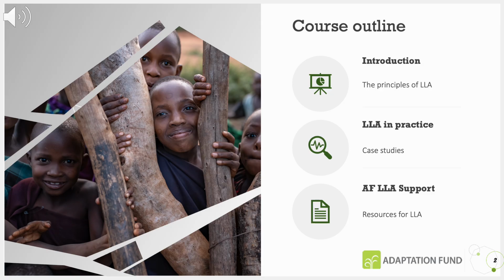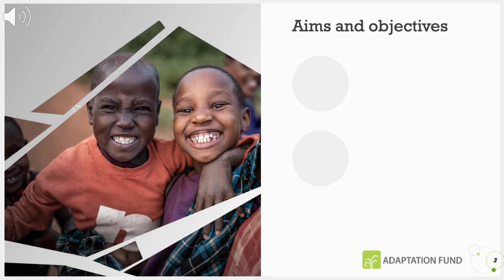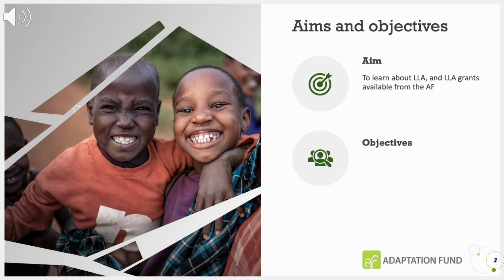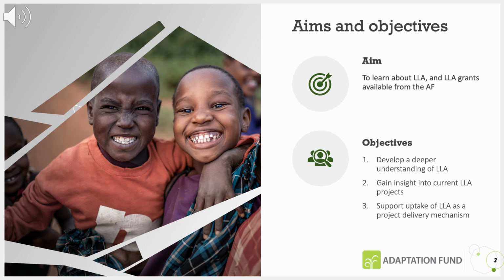You can pause at any time to apply part of the training or take a break and return at your leisure. The aim of the training is to learn about LLA and LLA-specific grants available from the Adaptation Fund. The objectives of the training are to develop a deeper understanding of LLA, gain insights into current LLA projects, and support uptake of LLA as a project delivery mechanism.